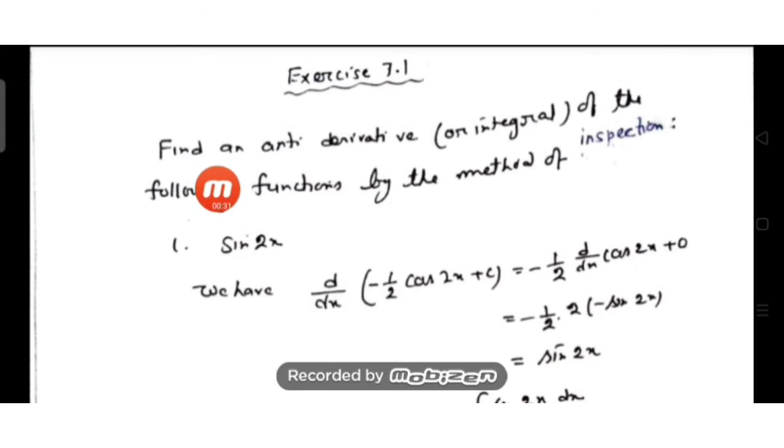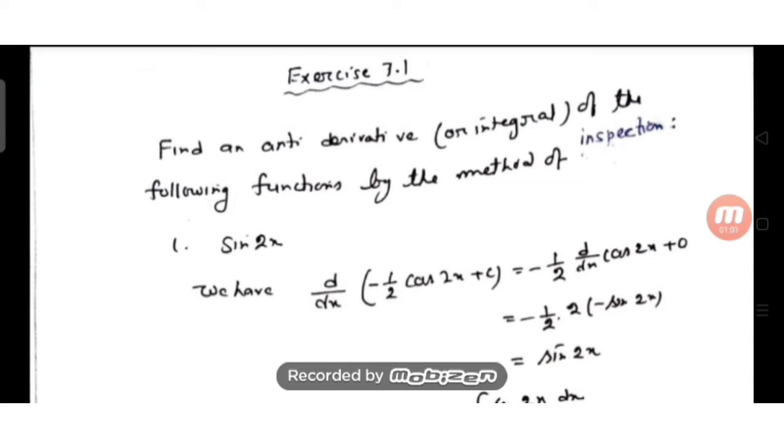So the first question is: find an antiderivative or the integral of the following functions by the method of inspection. By the method of inspection, you first have to know the derivative of what function gives you the required answer. That means the derivative of some function gives you sin 2x, and you have to know which function's derivative gives you sin 2x.